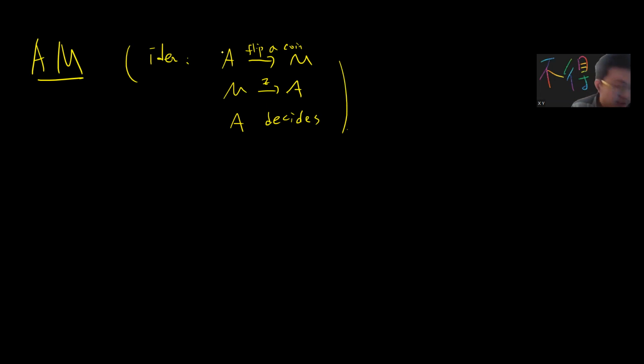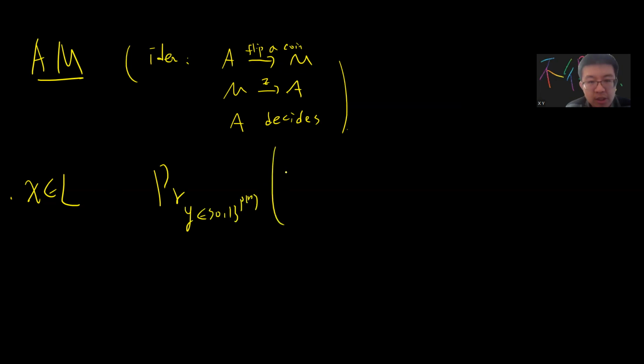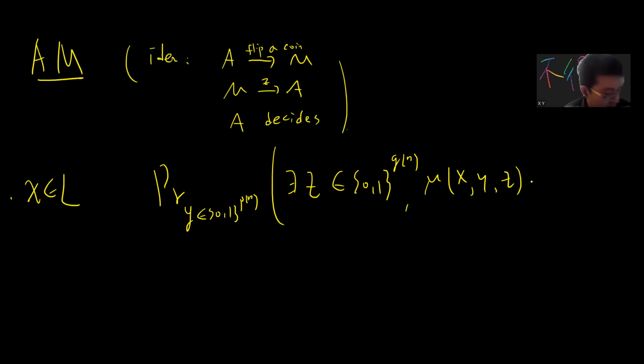Okay, so simply speaking, the same definition. If X belongs to L, then we must have the probabilistic condition. Now Arthur flips coins, so Arthur picks a string in {0,1}^{p(n)}. Then there is a Z in {0,1}^{q(n)}. Given Arthur's random string, Merlin gives this message Z to Arthur, such that M(X, Y, Z) outputs 1 with probability greater than or equal to 2/3.